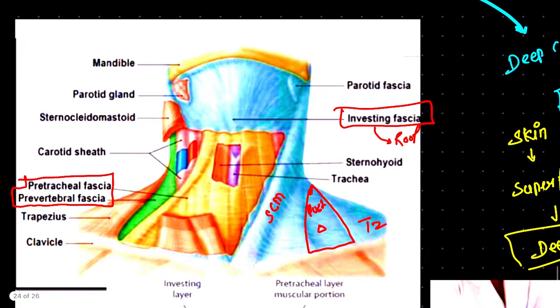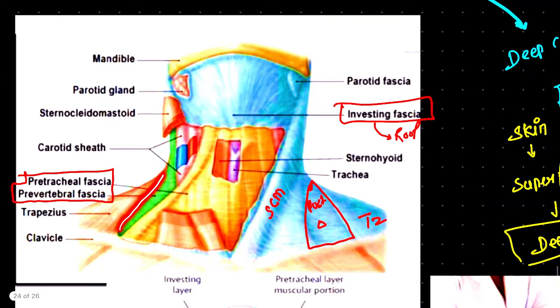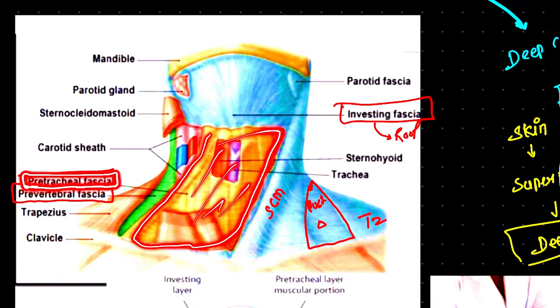Now as we remove this investing fascia, we'll find the pre-tracheal fascia and pre-vertebral fascia. If you see this region, this region is our posterior triangle. And I've already said that the floor of the posterior triangle is formed by our pre-vertebral fascia. We'll go toward these things in detail, don't worry. And the pre-tracheal fascia is present in front of the trachea.